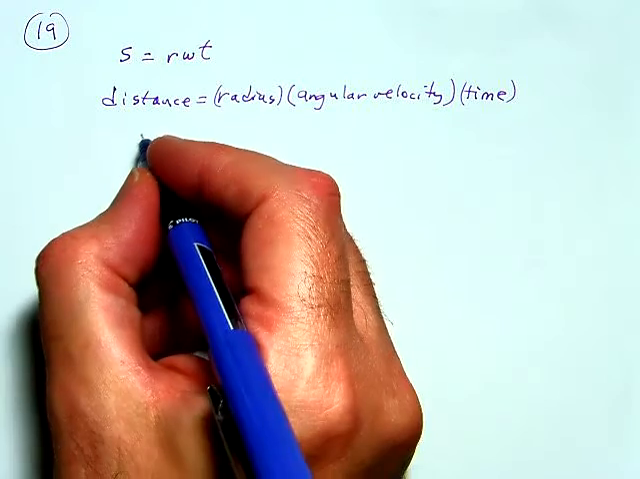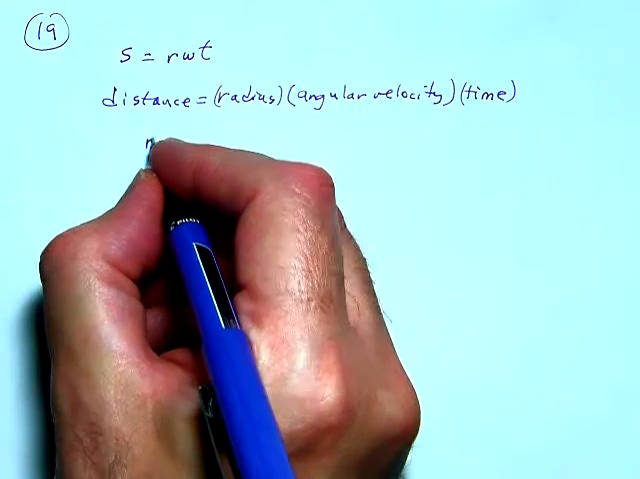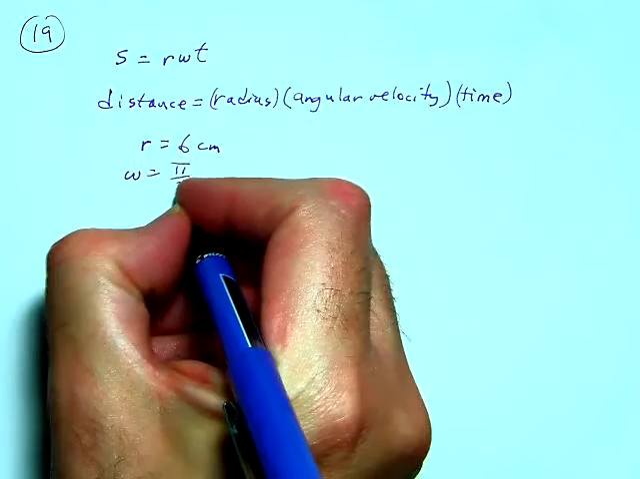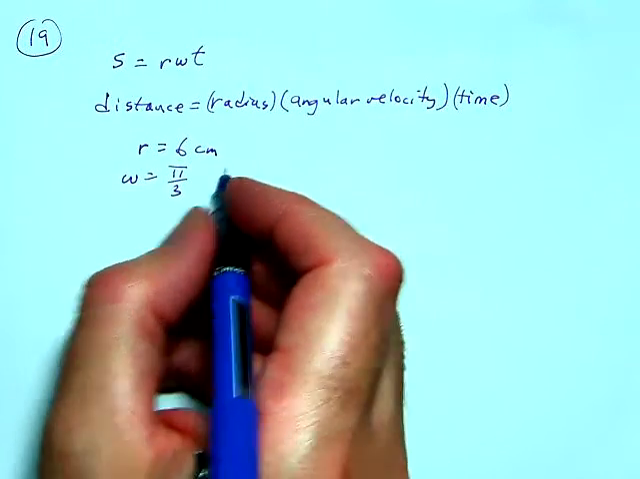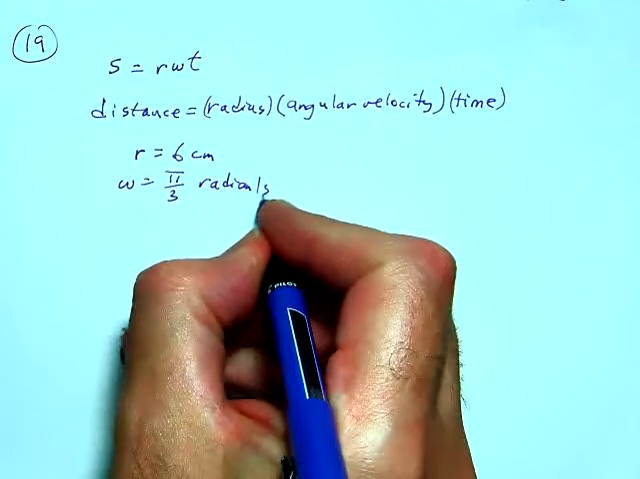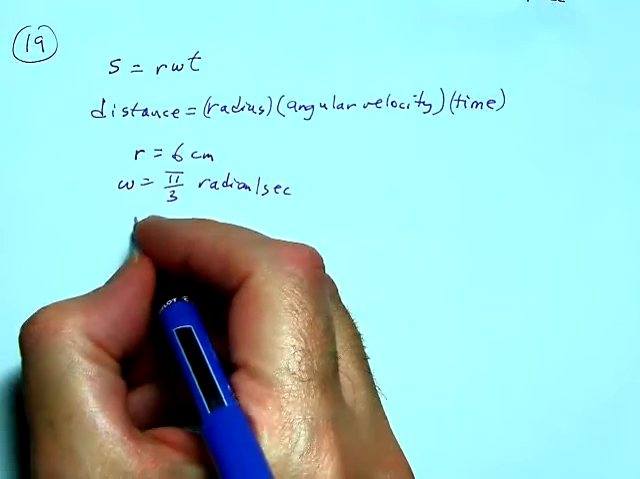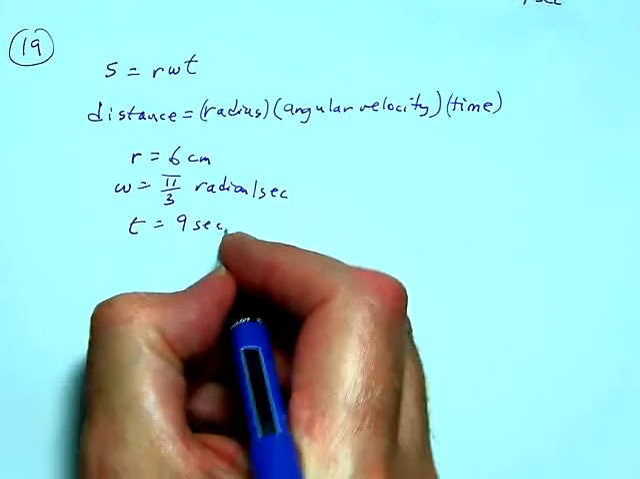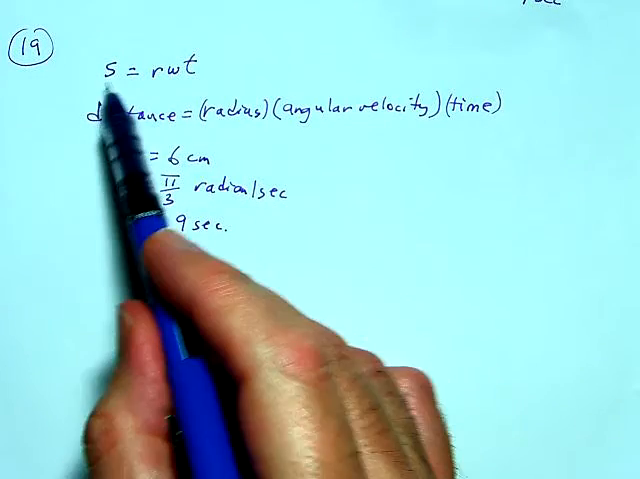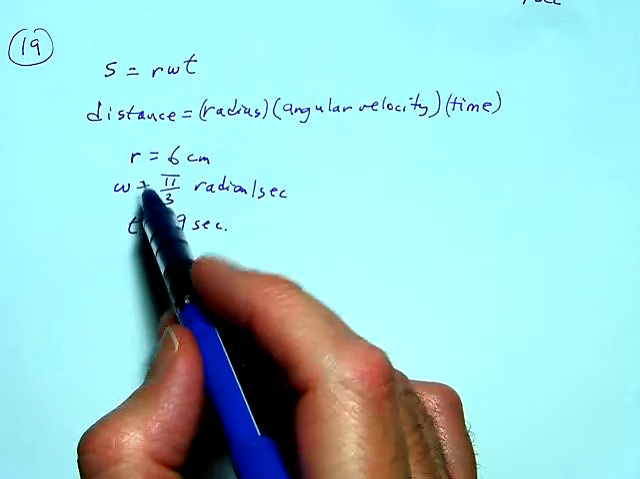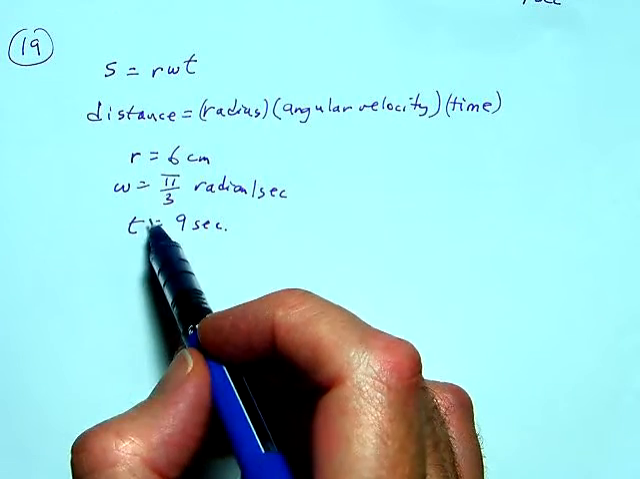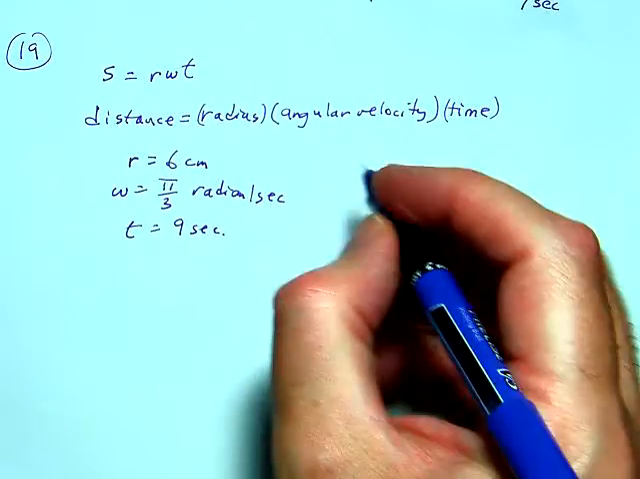So let's take a look at 19. We're given R is 6 centimeters, omega is pi over 3 radians per second. Sorry, I have a bit of a cold, as you probably have all noticed. Time, t, is equal to 9 seconds. So we're given 3 of the 4 variable values that we need. We just need to multiply these together to get the distance. So let's go ahead and do that.